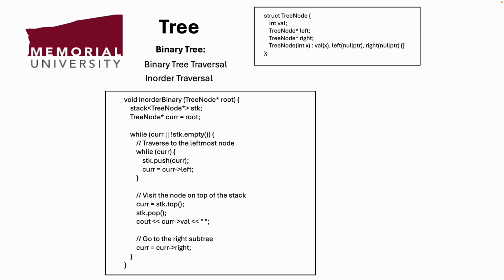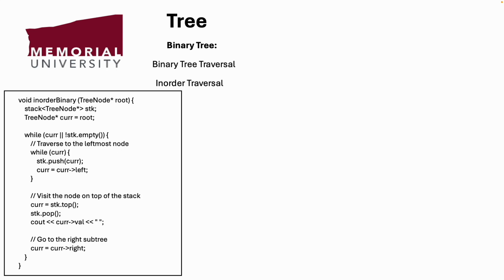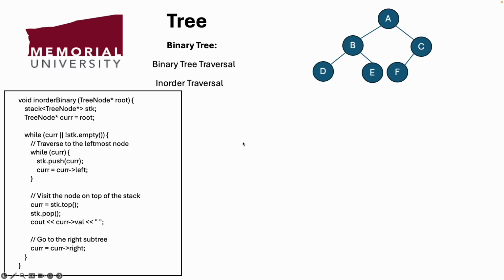Okay, let's look at the in order traversal. You can pause here to review this code. Now we can work together. So let's work together for in order traversal. We have the same tree and we declare the stack. We define the current node, pointing to the root, which is A.